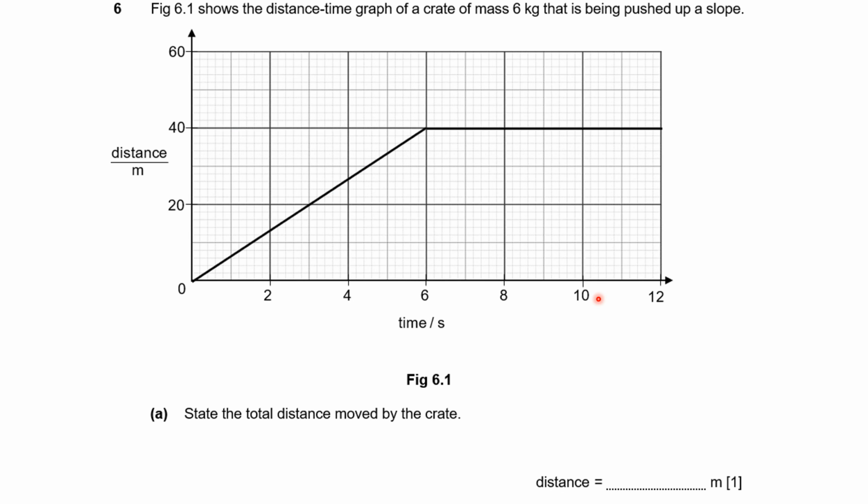So now moving on to question 6, the distance time graph of a crate of 6 kilograms that's being pushed up a slope. You can see over here its distance is increasing and then it is stationary afterwards. So state the total distance. Since it's state, no calculations are required. You can see that it has only moved 40 meters.